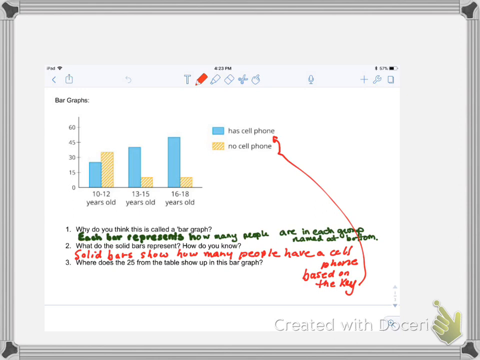So the 25 from the table before, where does that show up in this bar graph? And that 25 was 10 to 12-year-olds who have a cell phone. And so in this bar graph, you're looking at 10 to 12-year-olds who have a cell phone. And you can see that that comes out right across at 25. So another way to read the same information. We have a two-way table and we have a bar graph.